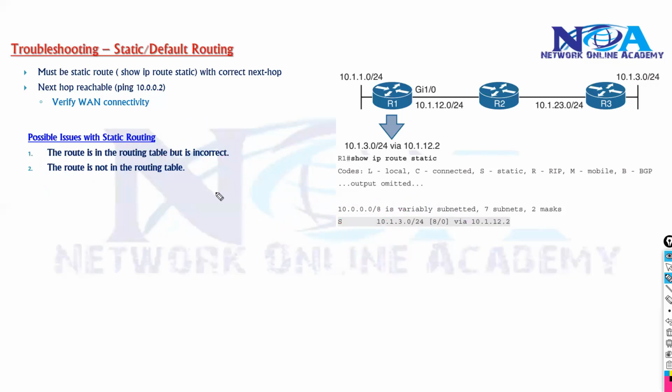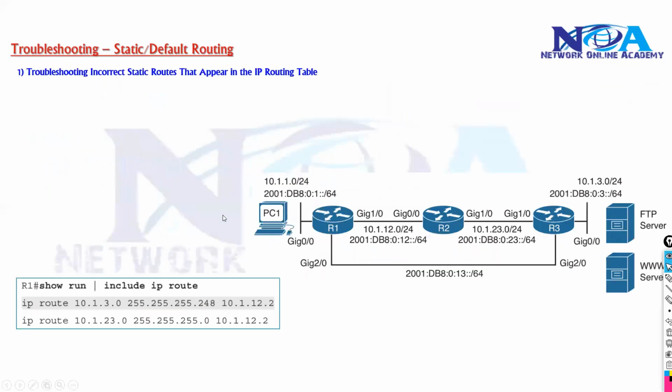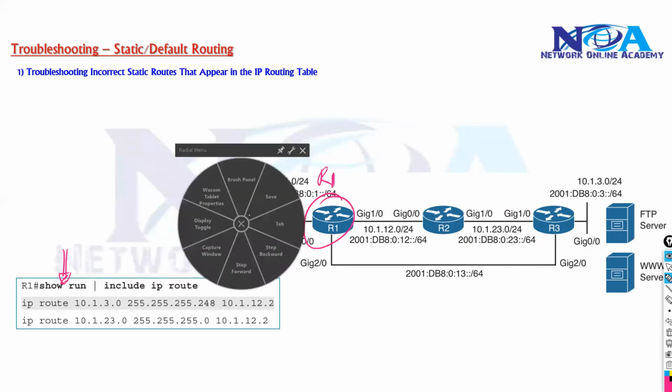So let's see first. We'll start with the first option. We start with troubleshooting incorrect static routes in the routing table. Let's assume this is your topology. Let's say this is my router 1, and on router 1 we have this static route configuration.